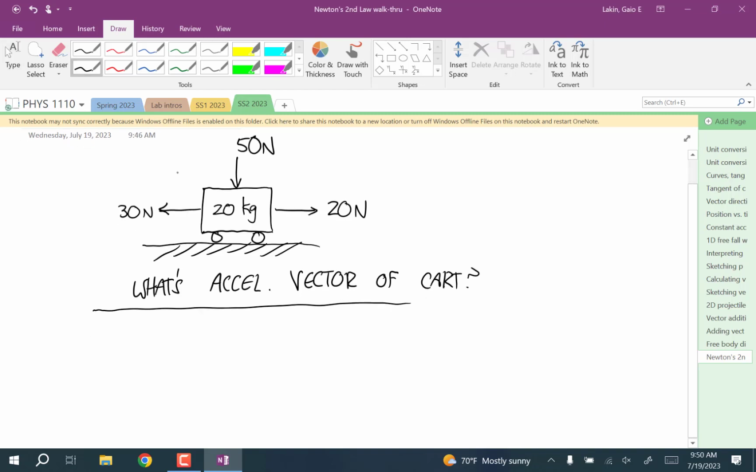Well, we're going to use Newton's second law. Anytime you're going to be relating forces to accelerations, you're going to use Newton's second law. So before you do that, you always have to draw a free body diagram. So we're going to start by drawing a free body diagram of this mass. Pause the video and draw the free body diagram.